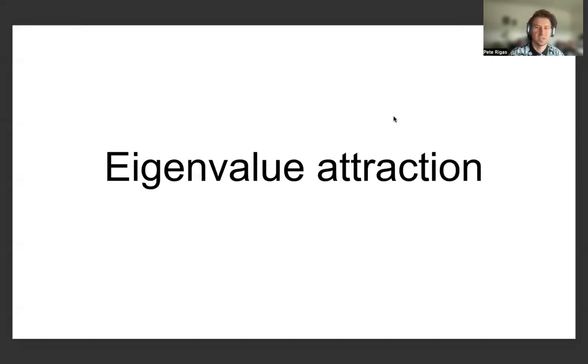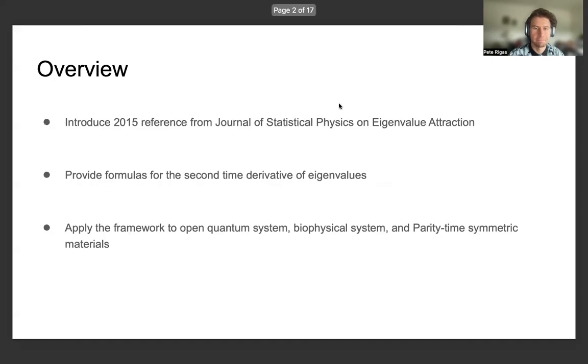The title of this presentation is Eigenvalue Attraction. To begin with a presentation overview, we'll be describing a 2015 reference from the Journal of Statistical Physics on Eigenvalue Attraction by Movassagh, in which he provides formulas for the second time derivative of eigenvalues and draws our attention to additional prospects of applying this framework for other systems of interest in physics, which we'll be discussing.